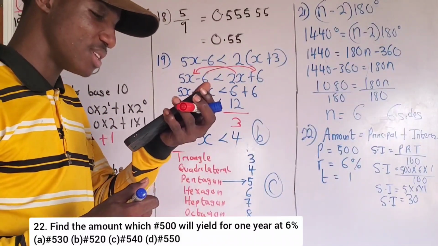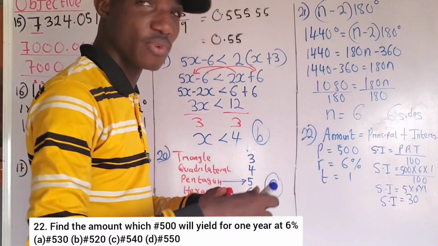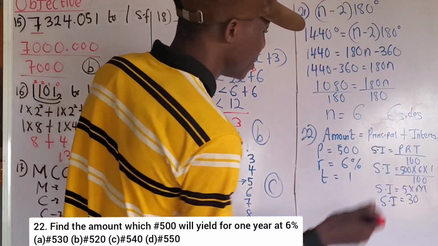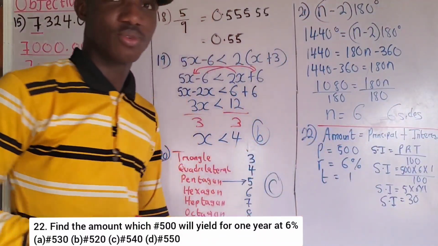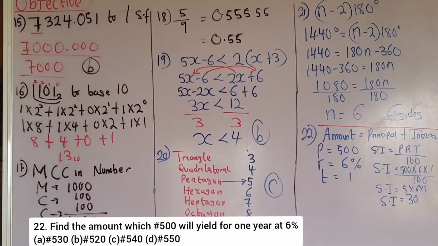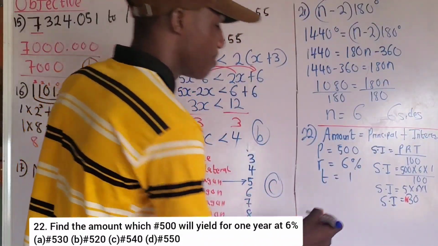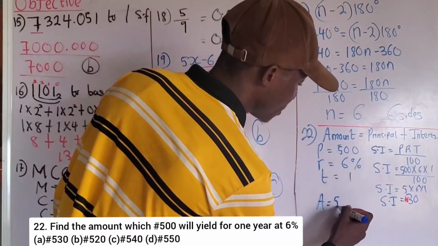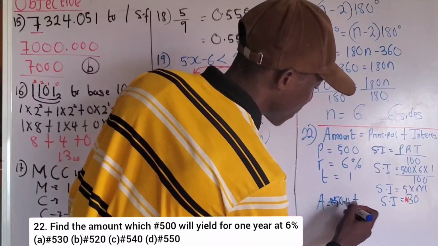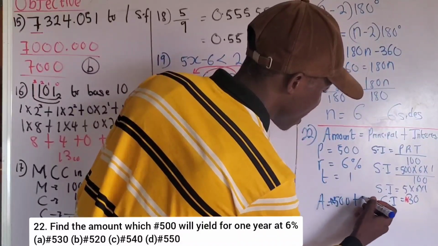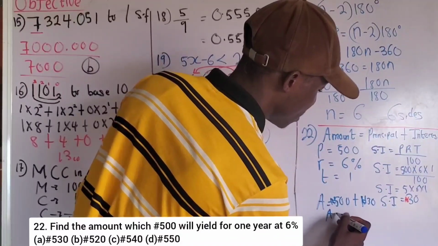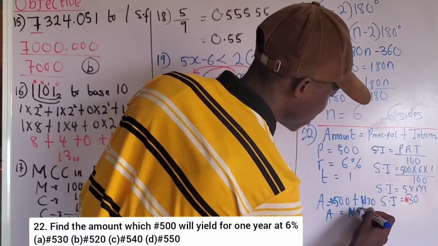Now the amount, please pay attention. Please master this formula. Amount is equal to principal plus interest. What do I say? Amount is equal to principal plus interest. Now ordinarily, if you are asked to calculate the interest, it is 30 naira. But now we are asked for the amount, and you know from the formula it is principal plus interest. So the amount, which is A, is equal to principal, which is 500, plus the interest that we got. That is 500 naira plus 30 naira, that is 530. So the amount is equal to 530 naira.